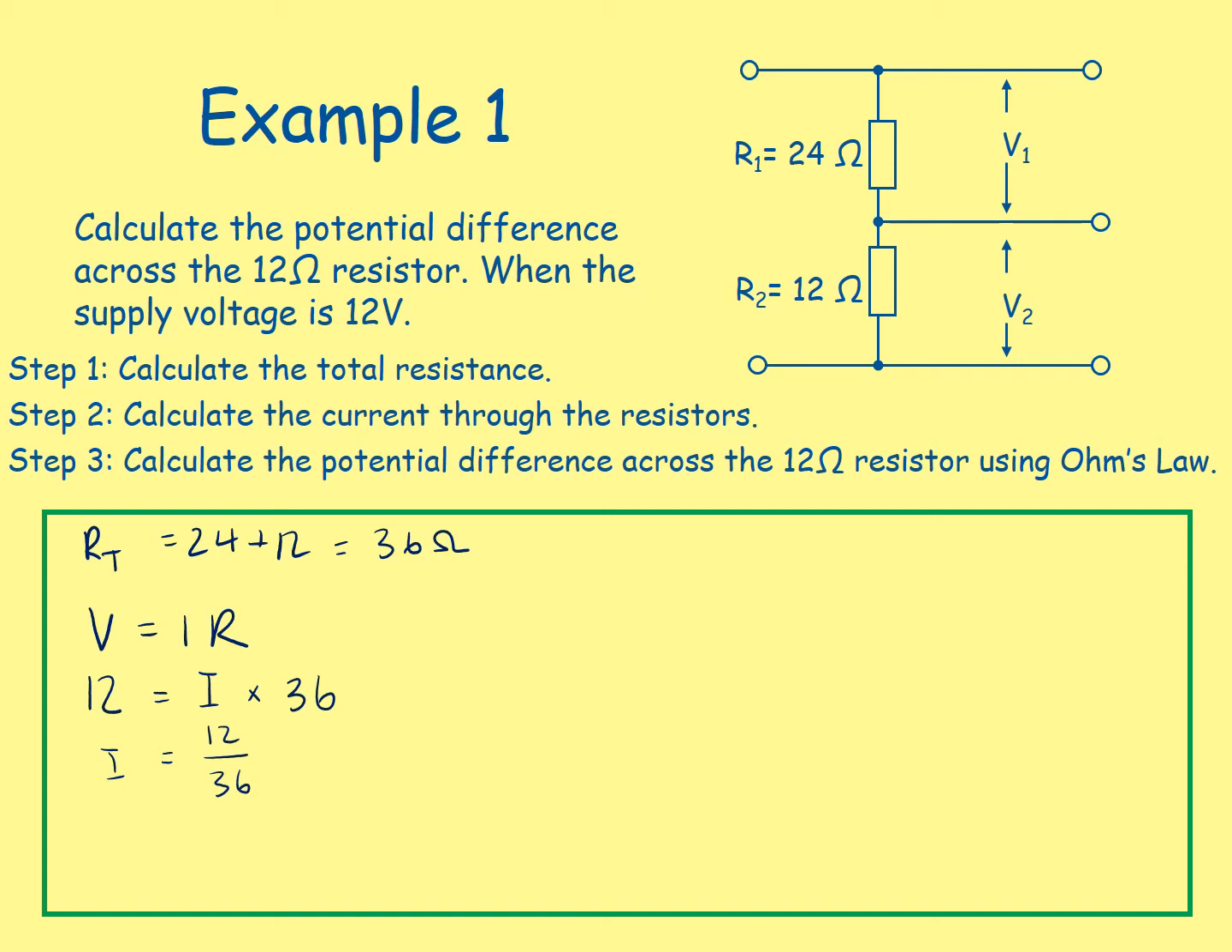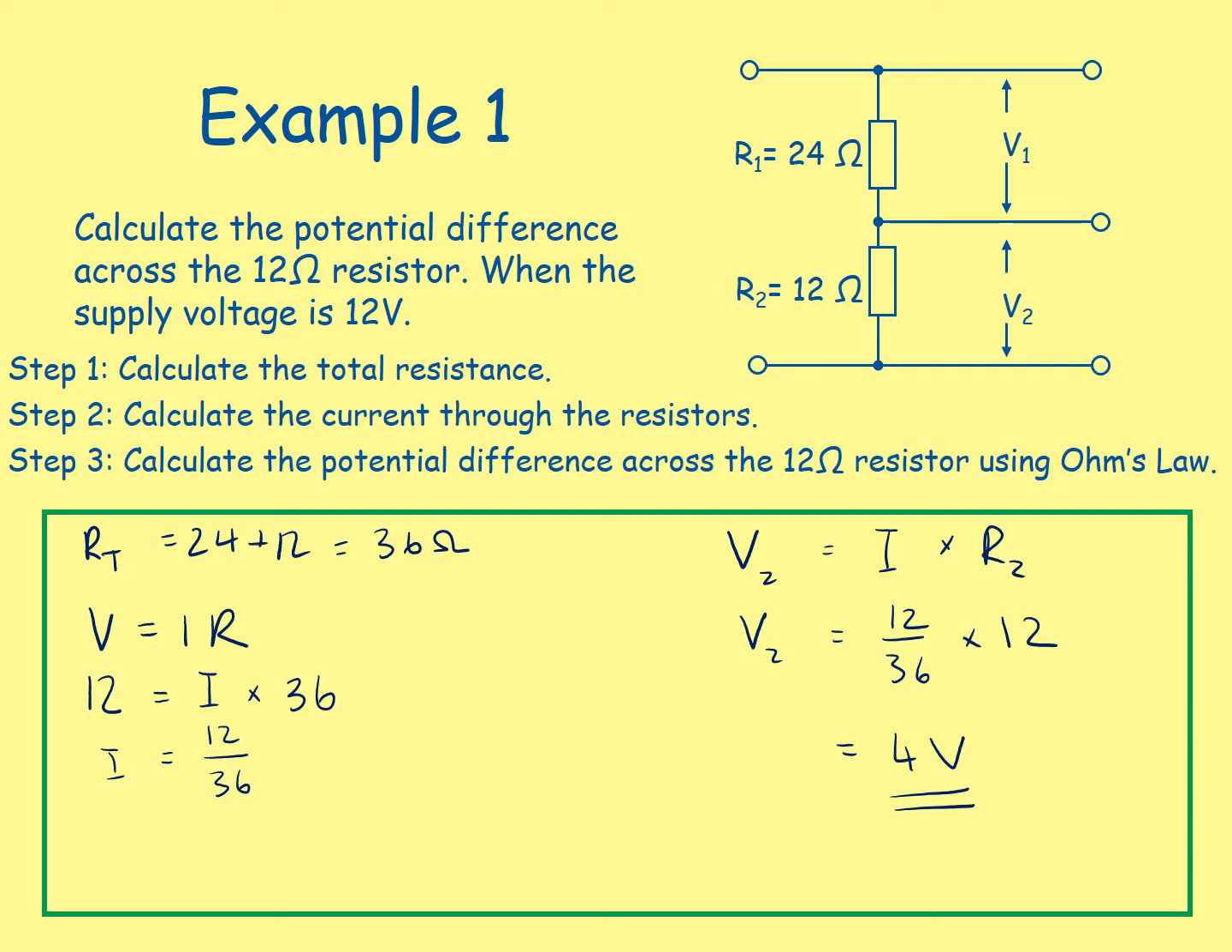Step 3. Calculate the potential difference across the 12 ohm resistor using Ohm's law. So using Ohm's law again, V2 equals I times R2. So V2 equals 12 over 36 times by our 12 ohms, and that gives us 4 volts.